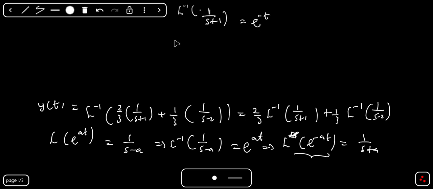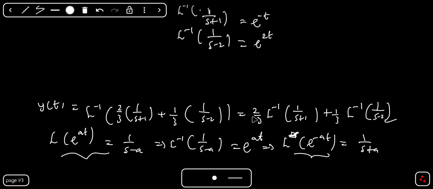Okay, then next one is to find the inverse Laplace transform of 1 over s minus 2. So this will be equal to, then you can use this formula right here. That is the Laplace transform of e raised to the power of at, which is equal to 1 over s minus a. So in this case, the value of a here is 2. So we are going to have e raised to the power of 2t.